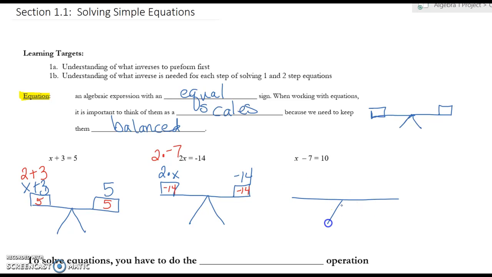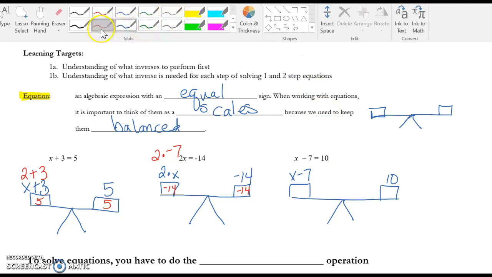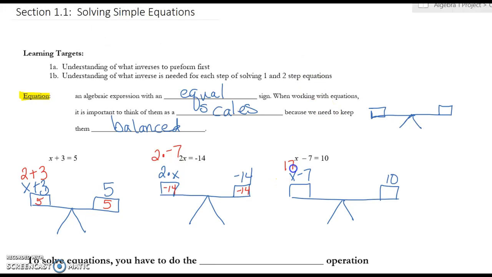And on the last one, same idea. I got my scale, and it's x minus 7 and 10. Well, what number minus 7 gives me 10? Yeah, 17. And so this is 17 minus 7, which is 10, and this is also 10.